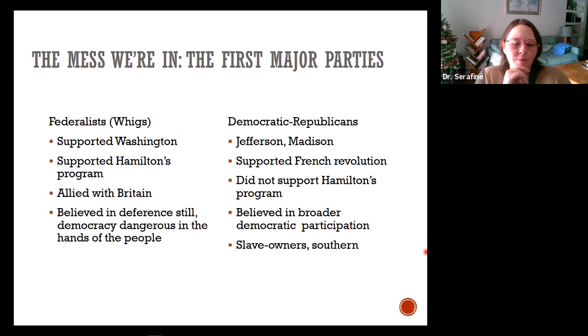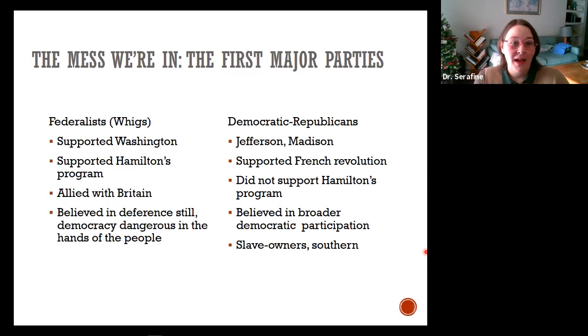The Federalists were not as interested in democracy as the Democratic Republicans. If you're a fan of the musical Hamilton, I love it as a musical. As a historian, the thing that the musical gets wrong is that Hamilton was really into the idea of democracy. He was not. He still believed in that small r republicanism and deference, that people should show up to vote for their betters and then go home. And only certain people should vote, for instance, people that own property.